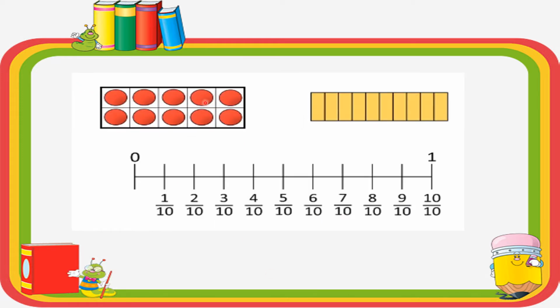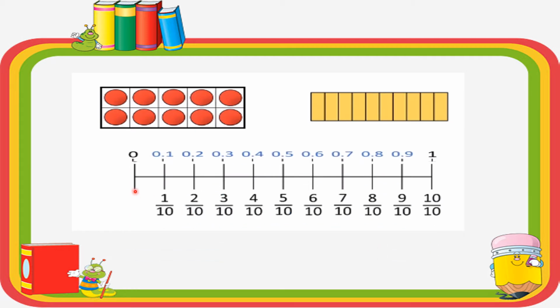Now, when all the counters are filled in, I have 10 tenths, and on my number line 1, 2, 3, 4, 5, 6, 7, 8, 9, 10. So this shows us 10 tenths. Each of these represents 10 tenths, which is the same as 1.